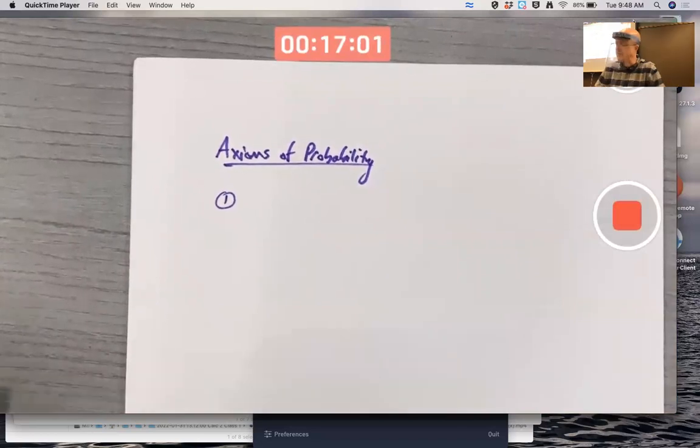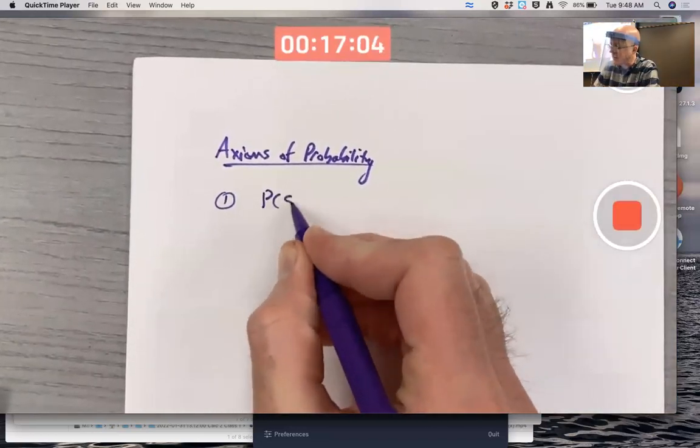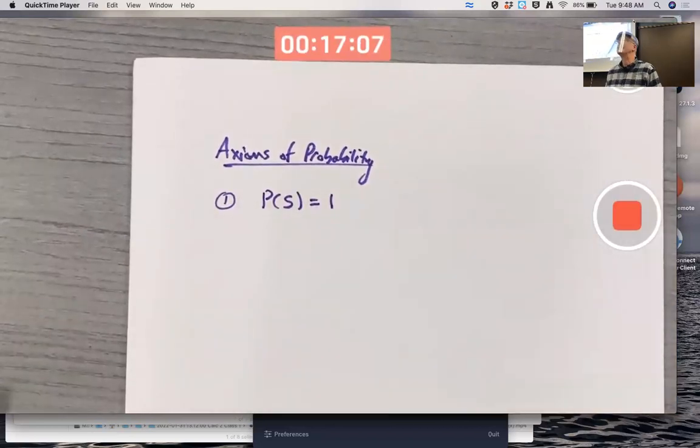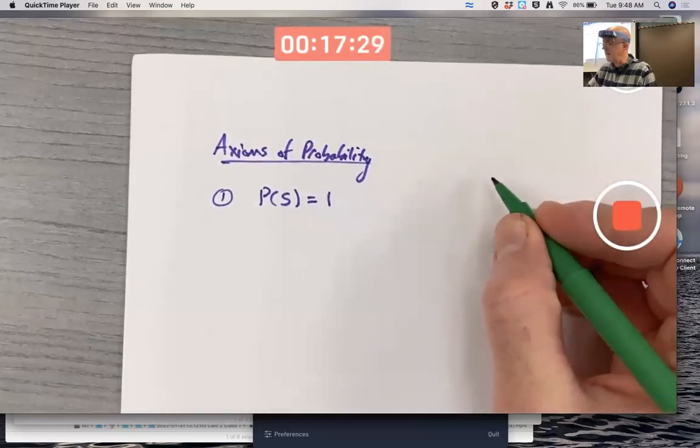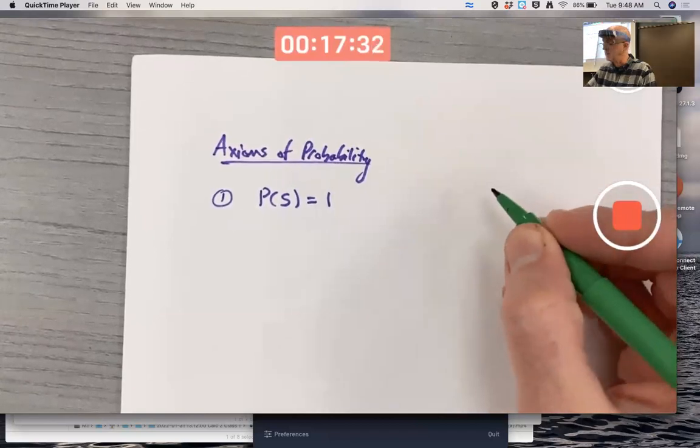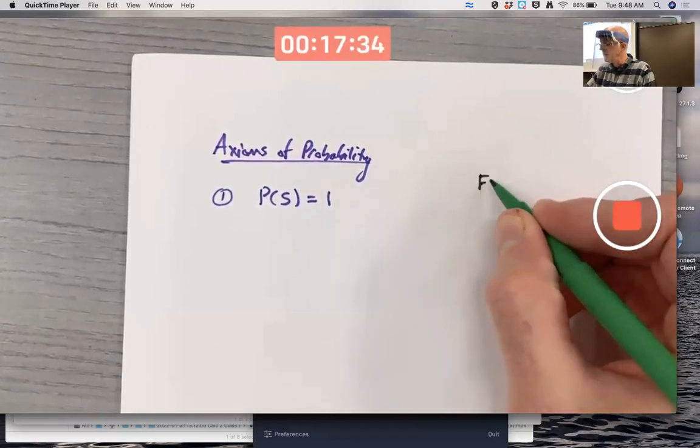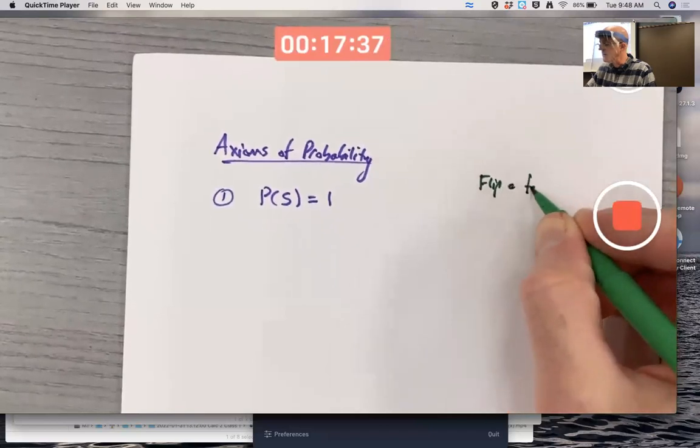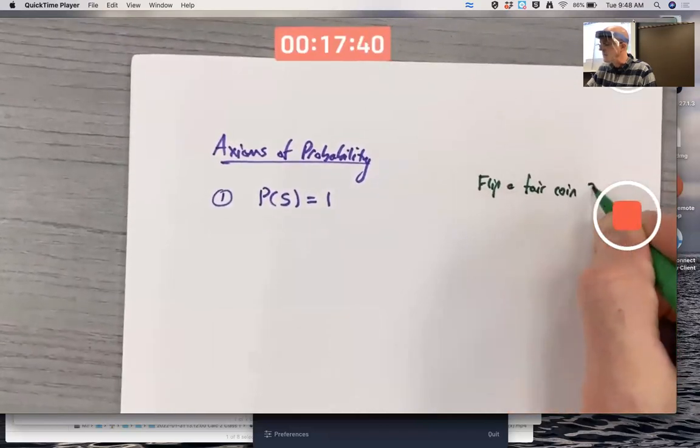Okay, they start off by assuming the probability of the entire sample space is 1. So S is the sample space. If you think in terms of outcomes, that's the set of all possible things that can happen. Sample spaces can be finite, they can be infinite. Might be good as we go along here to imagine a fairly simple example of flipping a fair coin 3 times. So that'll be sort of our example that we think about as we work through the axioms and properties of probability. Flip a fair coin 3 times.